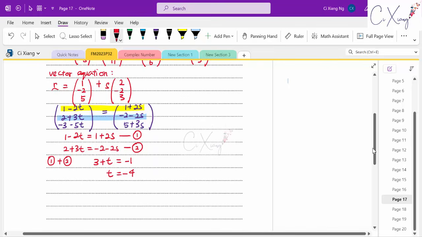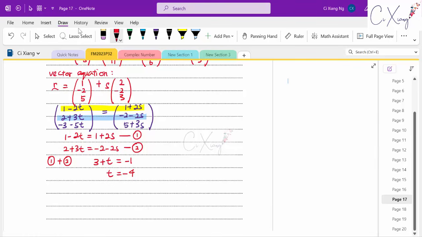Therefore, I no need to continue to find the S. I need to have the value of t only, which is enough for me to find out the intersection point. So I will substitute the t equals -4 into the vector equation of the line F, so that I can get the coordinate for the intersection point.